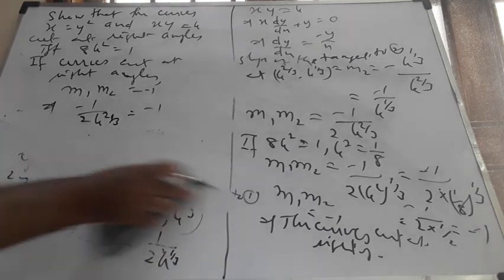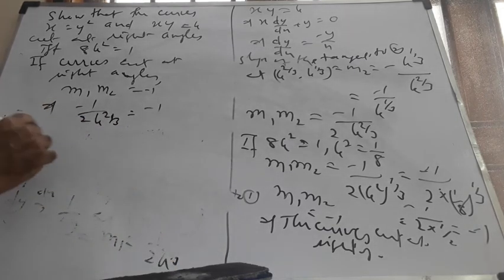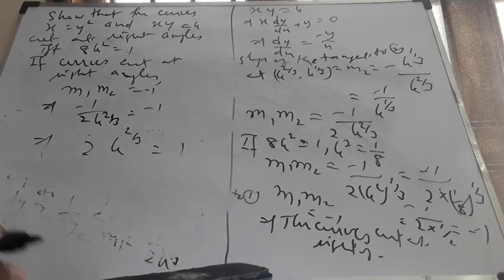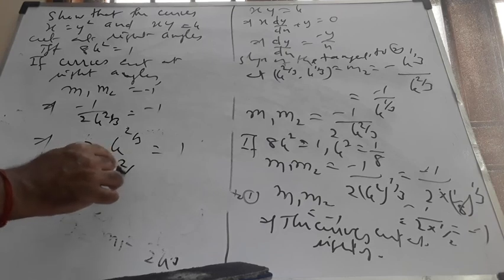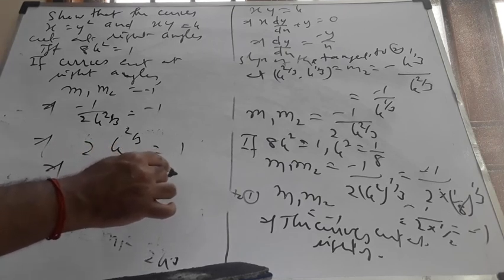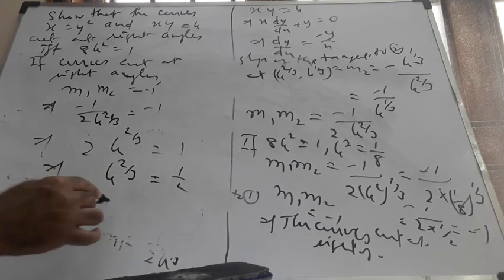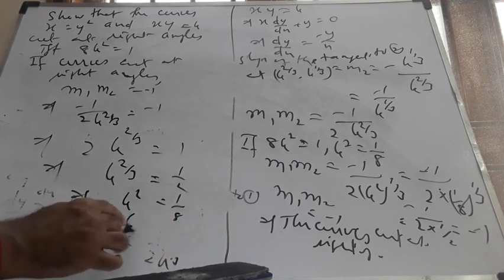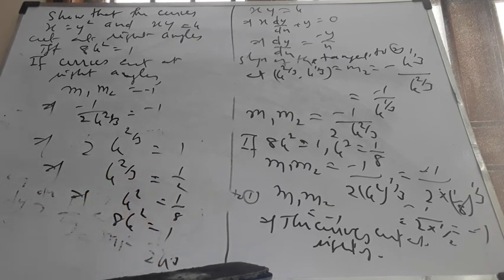Okay, which will automatically imply 2k^(2/3) is equal to 1, which implies k^(2/3) is, let us say, 1 by 2, which implies k square is equal to 1 by 8, or I will get k square equal to 1/8. Let me repeat, if they both cut at right angles, the product of slopes is equal to minus 1.